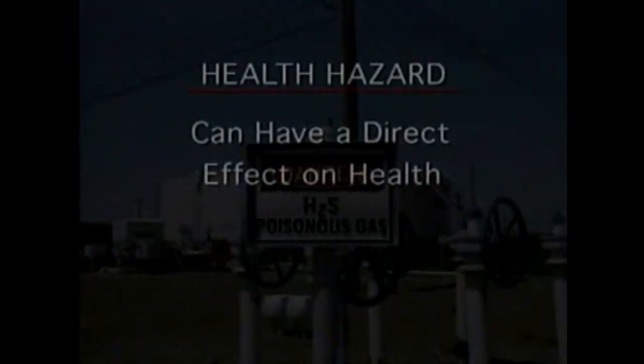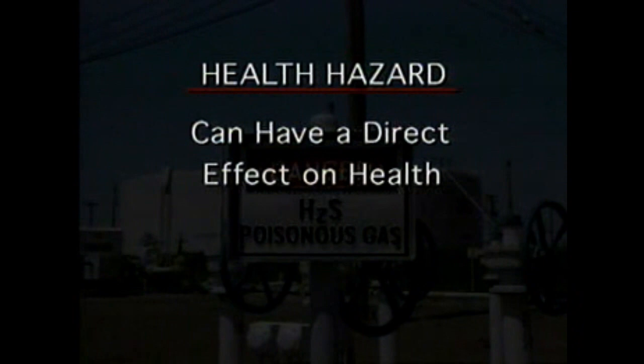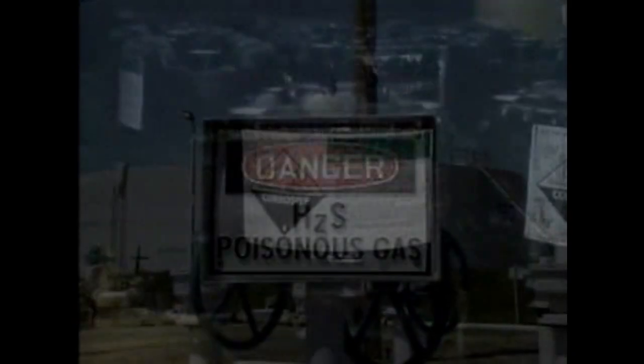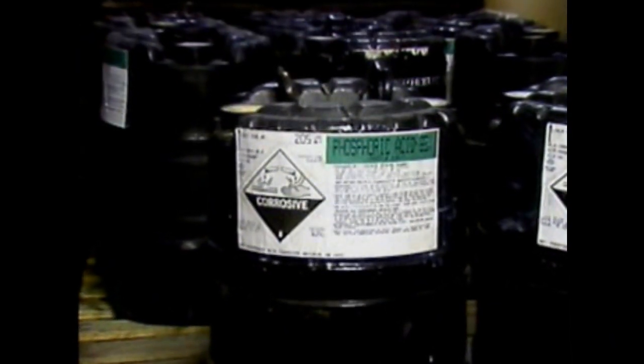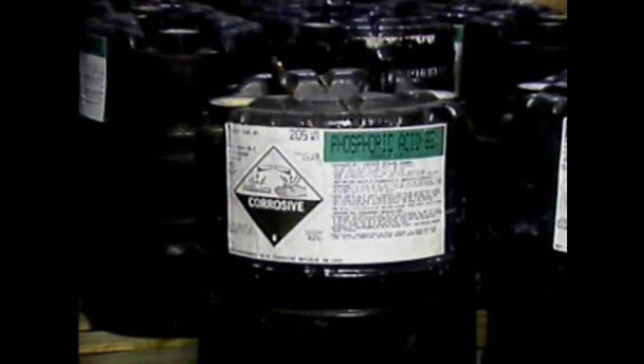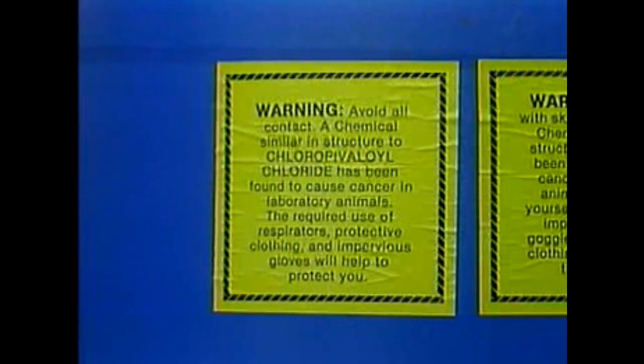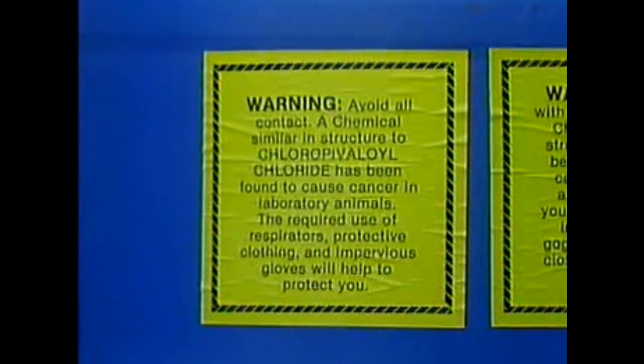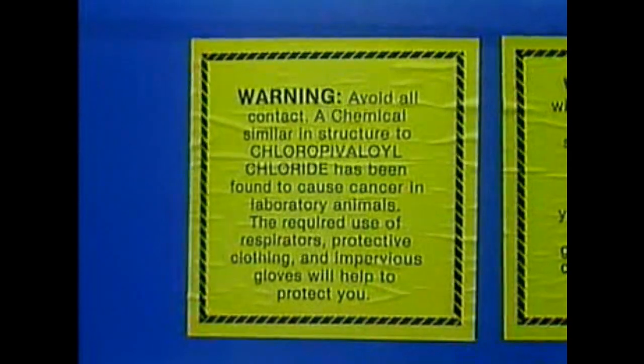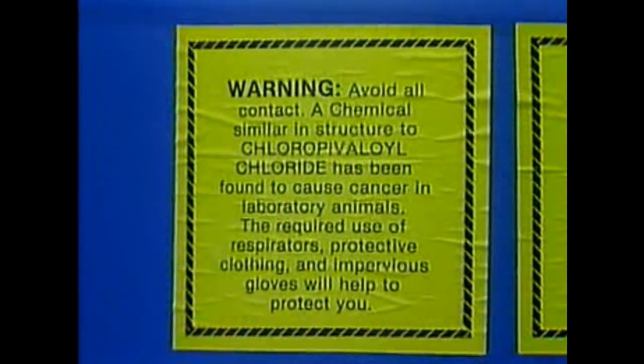A chemical is a health hazard, on the other hand, if it can have a direct effect on health. This includes anything from allergic reactions to disease or damage to bodily tissues and organs. For example, acids are corrosive. They can destroy your skin. Other examples of the effects of hazardous chemicals are damage to the reproductive system, blindness, and cancer.